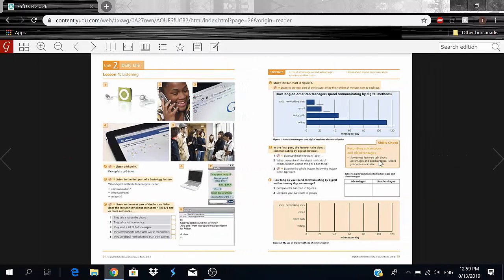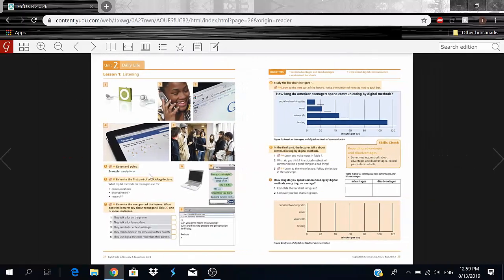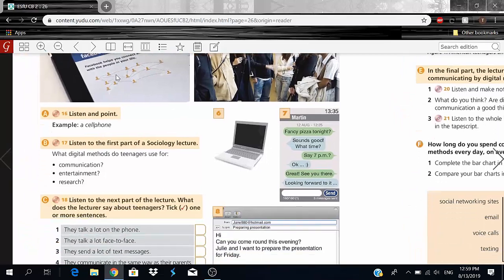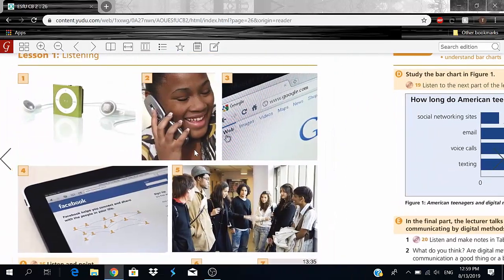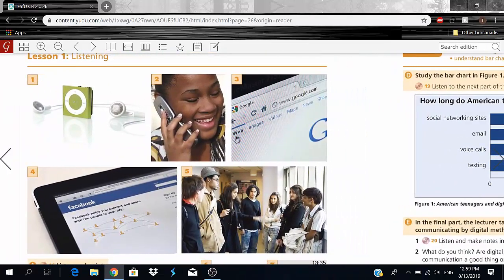Okay? Now let's move on to the listening, you guys. Here we have 8 pictures, and these are obviously things related to technology and the modern world. So guys, pause for a second and let me know, what do you see in these pictures?